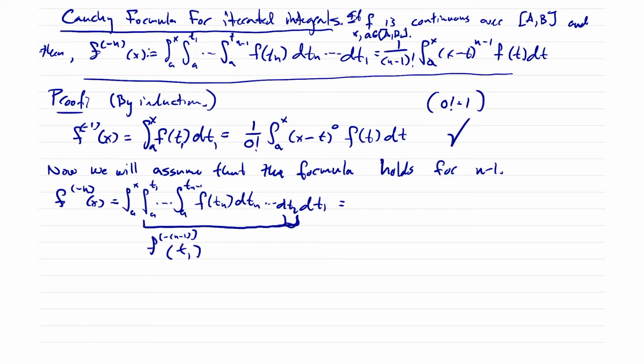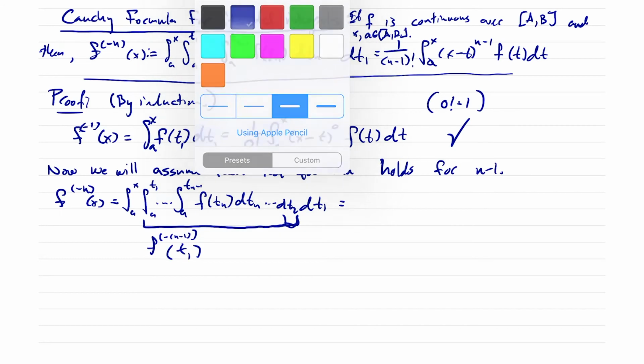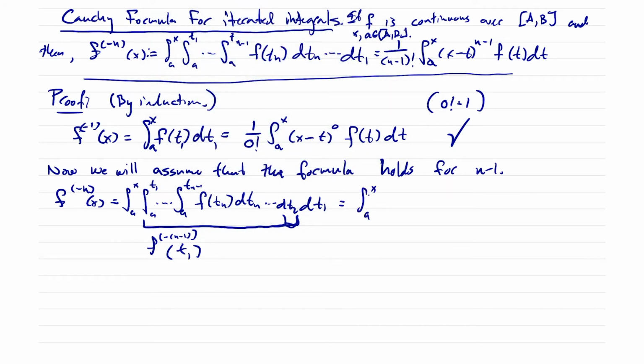Okay, so by the induction assumption, what do we have? Well, this is going to give us the integral from a to x. The exterior doesn't change, so it's still an integral in t1. But on the inside, we're going to have 1 over (n minus 2) factorial times the integral from a to t1 of (t1 minus t)^(n-2) times f(t) dt.